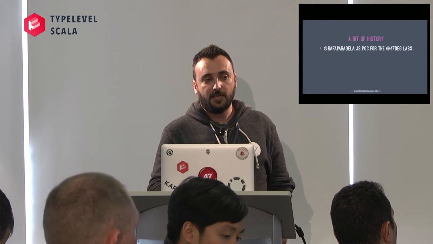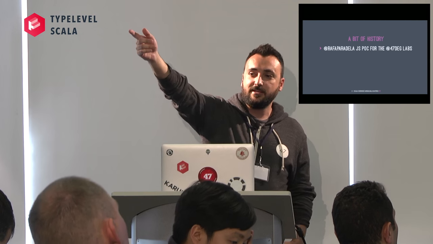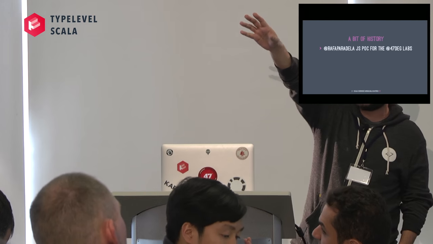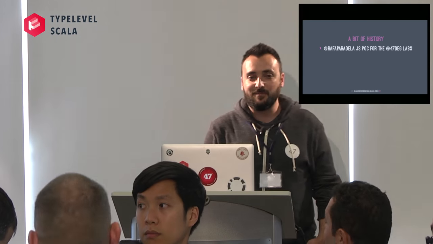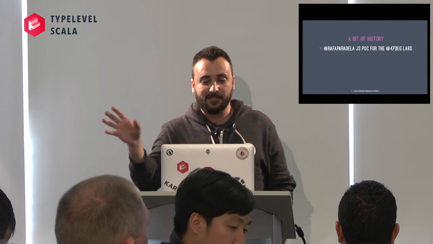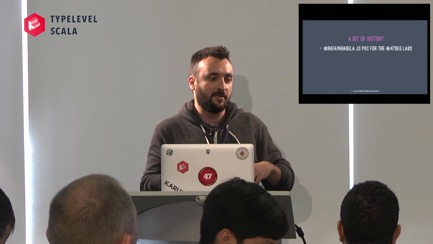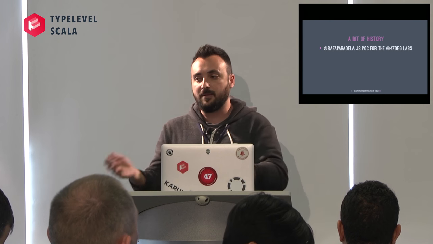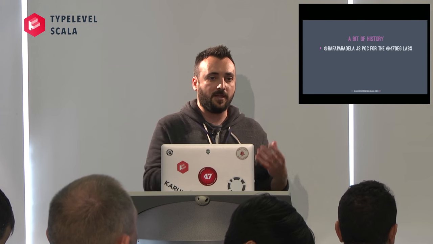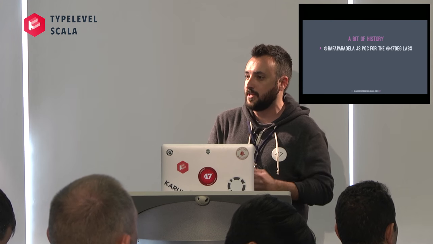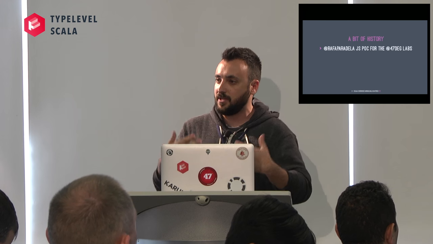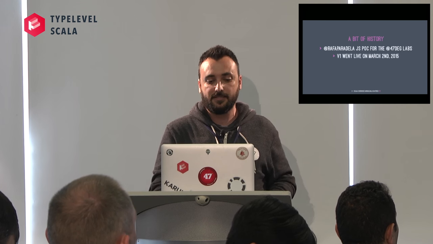And it was initially created by Rafa. He's right there, so if you guys have any more questions, you can also ask him. It was a proof of concept for the 47 Degrees lab, which is every 2 weeks or so, each one of us creates a proof of concept and shows it to the team. If the team likes it, if we think it's something valuable for the company, we go on and try to open source it and make something out of it. And this is how it started.